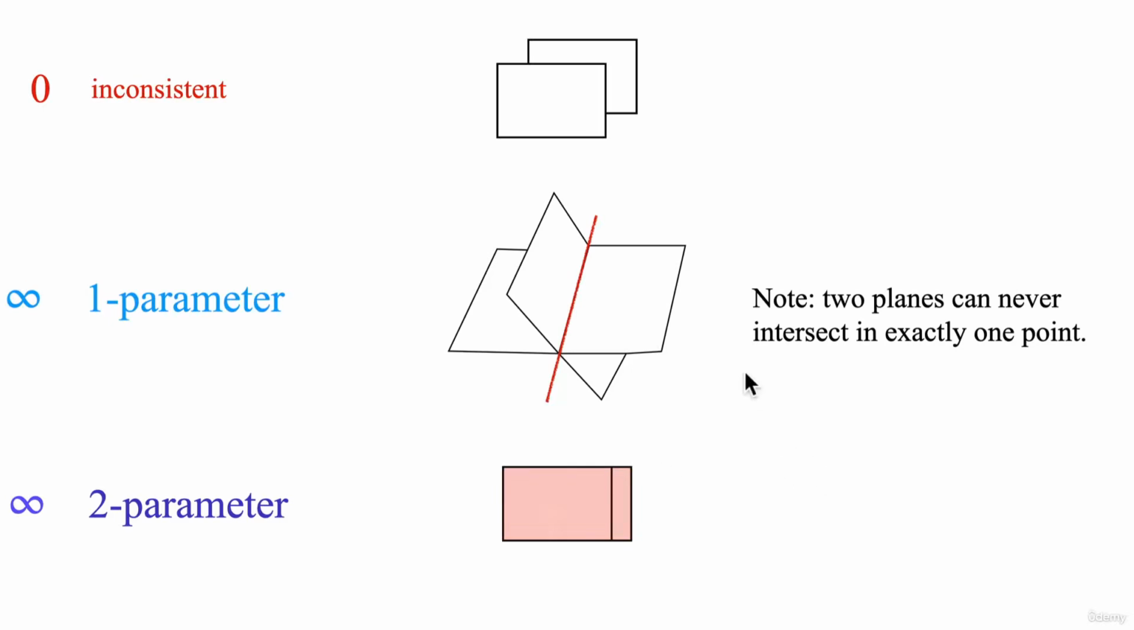And a very important observation: 2 planes can never intersect in exactly 1 point. So it is simply geometrically impossible. They cannot intersect in 2 points or 3, so it's just no intersection at all, intersection along a straight line, or just 2 planes which are the same plane.